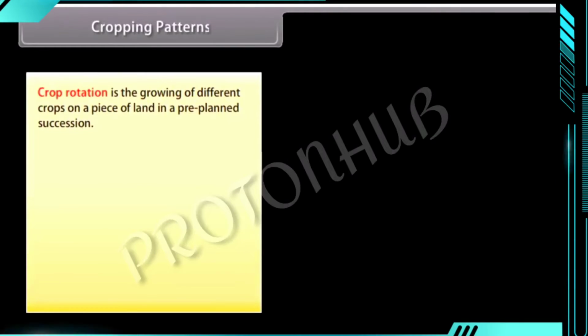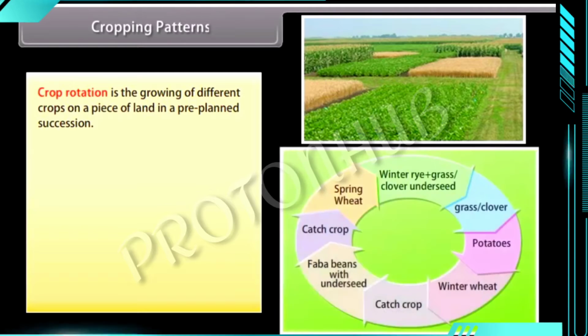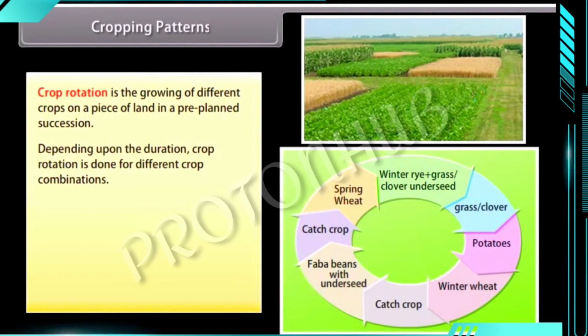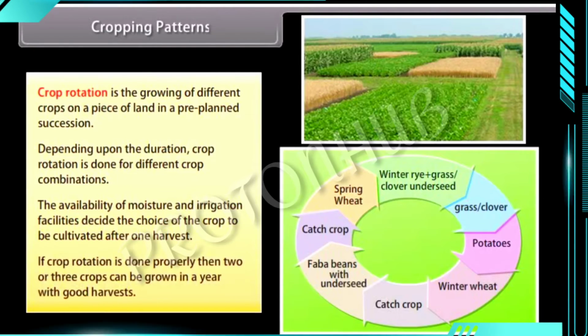Crop rotation is the growing of different crops on a piece of land in a pre-planned succession. Depending upon the duration, crop rotation is done for different crop combinations. The availability of moisture and irrigation facilities decide the choice of the crop to be cultivated after one harvest. If crop rotation is done properly, then 2 or 3 crops can be grown in a year with good harvests.